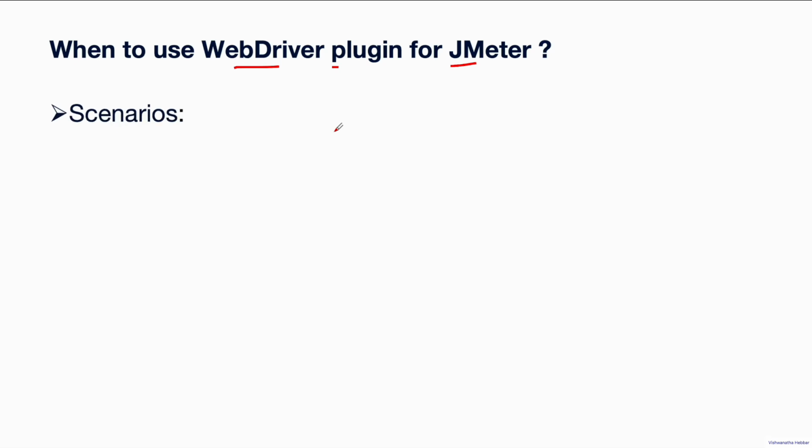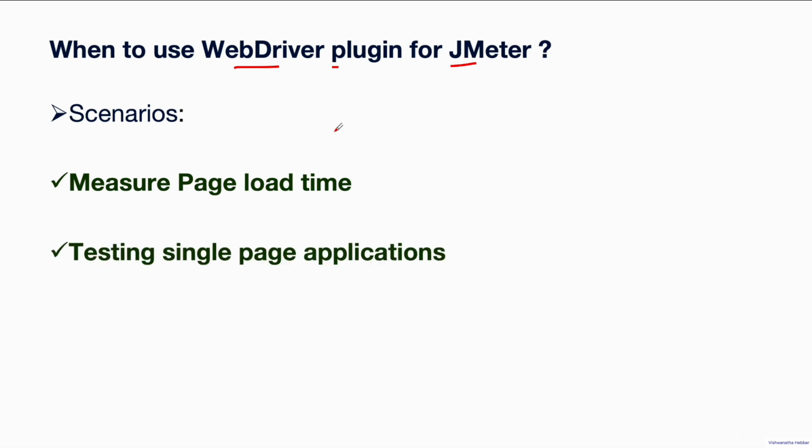Some of the scenarios where you can use WebDriver plugin for a JMeter is measuring the page load time. You can open the page using the web browser and you can measure the page load time. And you can test the single page applications such as Gmail and understand how much time it is taking to load the inbox, and you can validate the user experience under certain conditions, such as whenever you are putting the load on the system, at the same time if you open the web page, what is the user experience. All these different kinds of scenarios you can test using the WebDriver plugin for the JMeter.